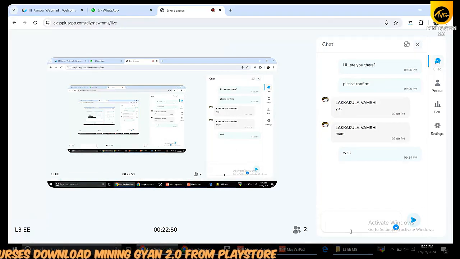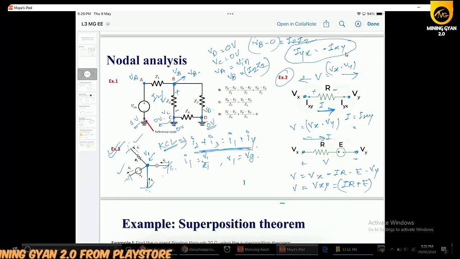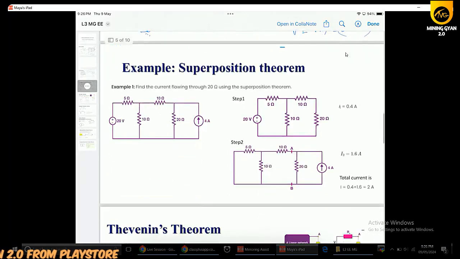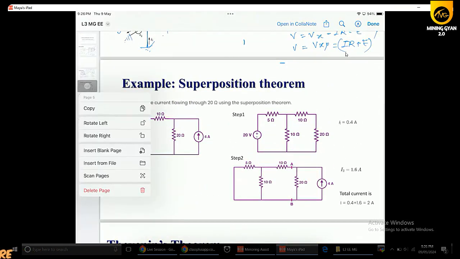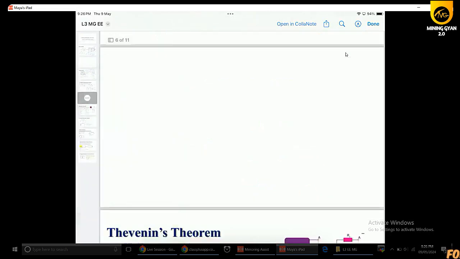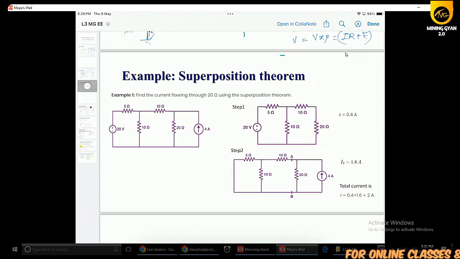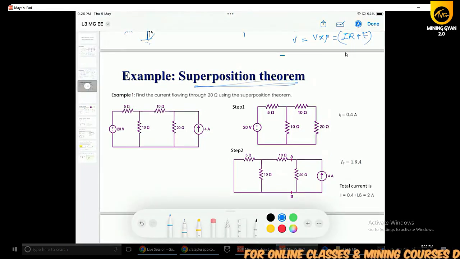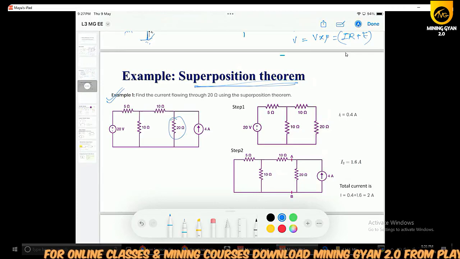Next we will go for the superposition theorem. I already told you about the superposition theorem in our last class, so I'm continuing from that. In this theorem, let us see the first example. It is asking that we calculate the current flowing through this resistance using the superposition theorem.